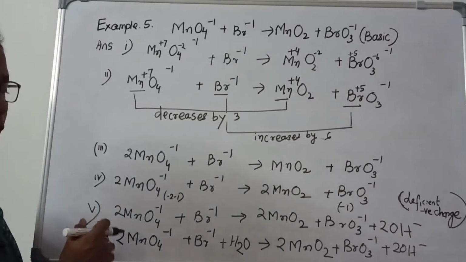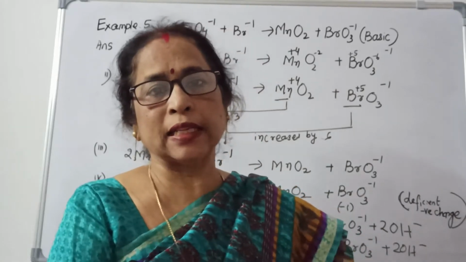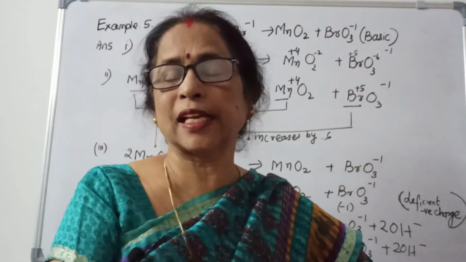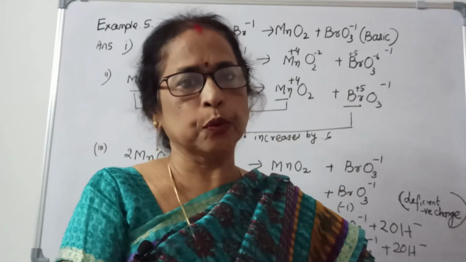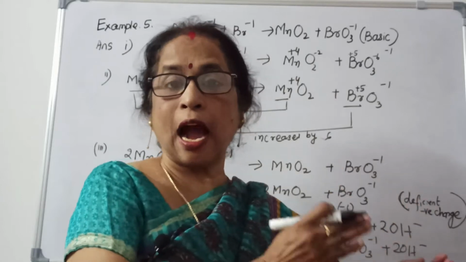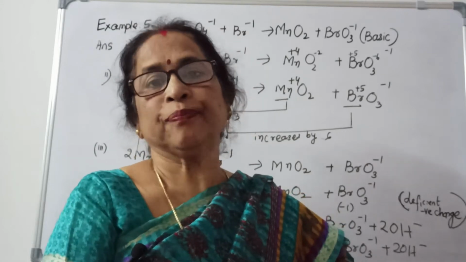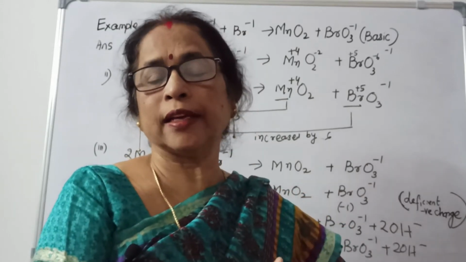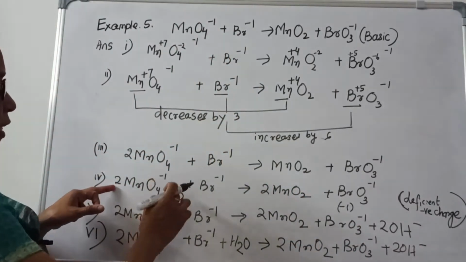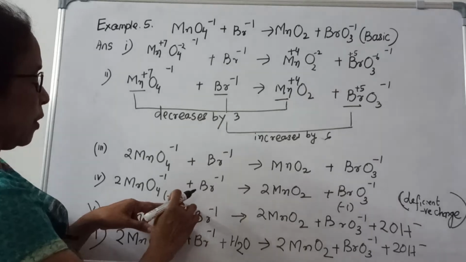Then after all the atoms are balanced, I told you oxygen should be balanced, and after that hydrogen should be balanced. But before that you can observe this is written basic medium. In basic medium I told we will see the negative charges on both sides, reactant side and product side. After that, in which side are the negative charges deficient, reactant side or product side? Then we will put on the deficient side OH minus. So see here, this is 2 into minus 1, that is minus 2. Here permanganate ion has minus 2 charge and bromide ion has minus 1 charge.